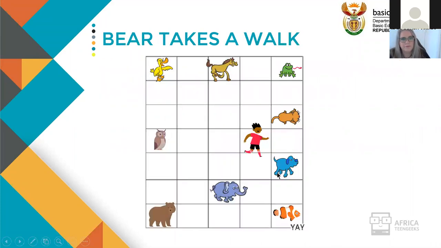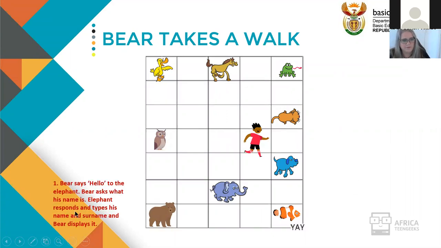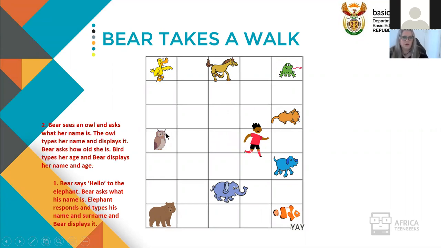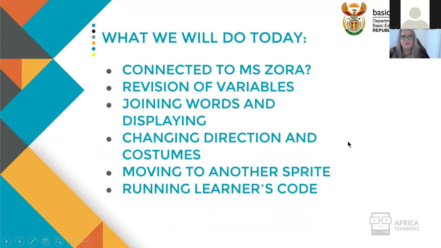Today we are going to move from point one, where the bear goes to Elephant, and he's going to go on to Mrs. Owl. The bear is going to walk along to Owl after we finish with Elephant. We nearly finished talking to Elephant. So what are we going to do today?